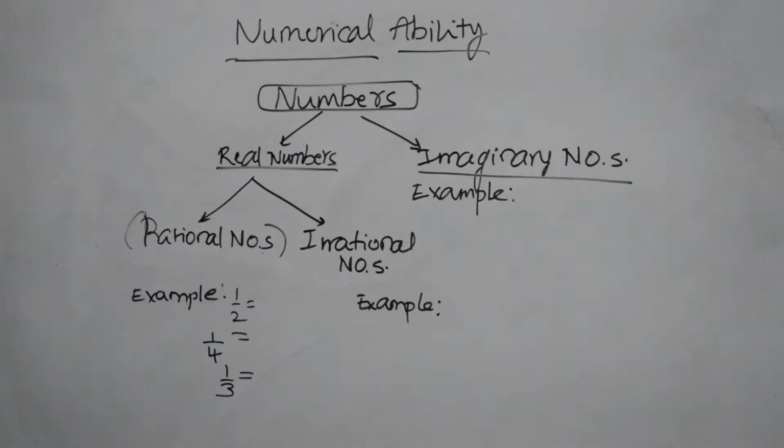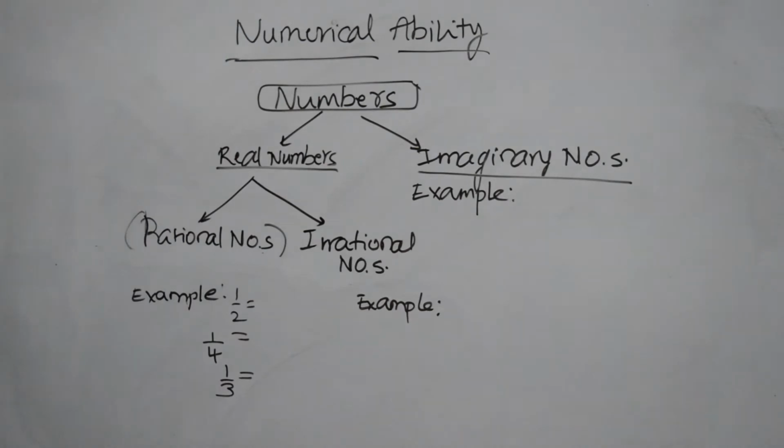In this video, we learn about numerical ability, which comes under general aptitude. So here we will discuss numbers. You already know about numbers and various types of numbers, but still, as an introduction, we go through the various types of numbers. There are two types of numbers: real numbers and imaginary numbers.